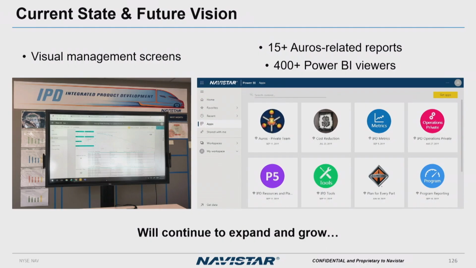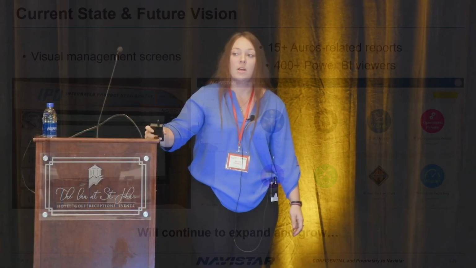We have a lot of different types of reports. Right now we have over 15 reports using Auros data, so obviously I just showed a couple examples today. And over the last 90 days, we have over 400 people using those reports. So they are pretty popular. People are finding value in them. And people just keep asking us for more and more stuff.